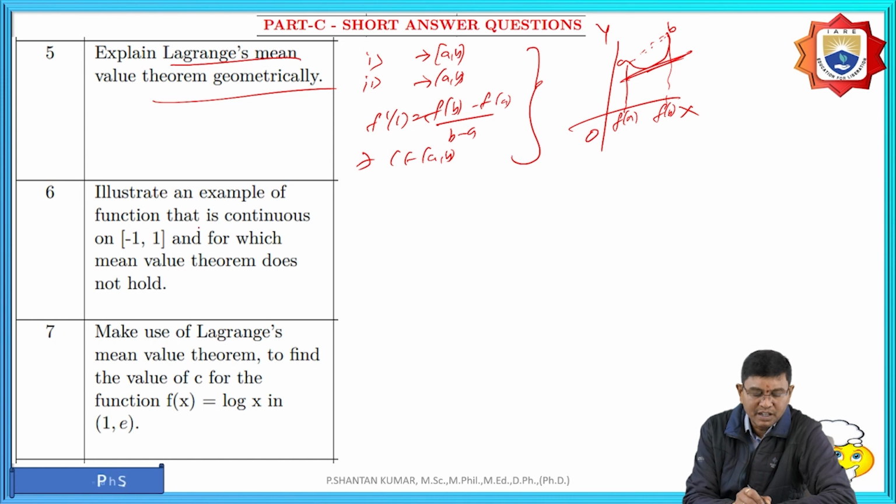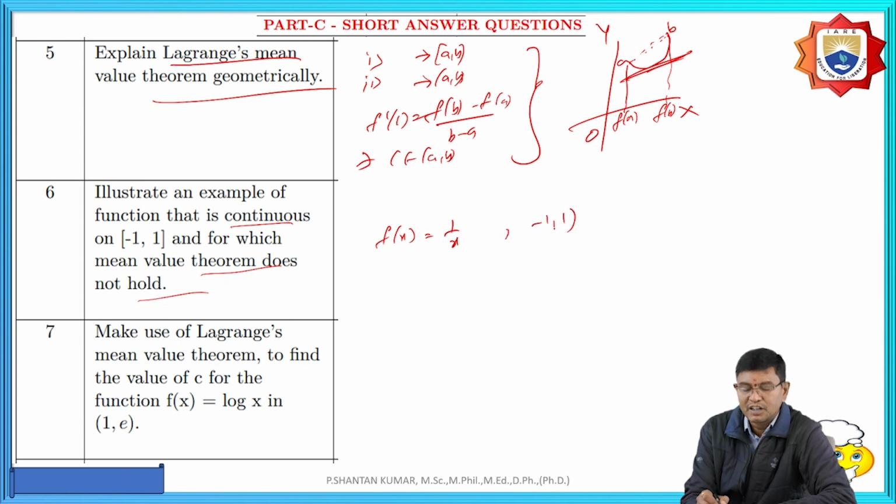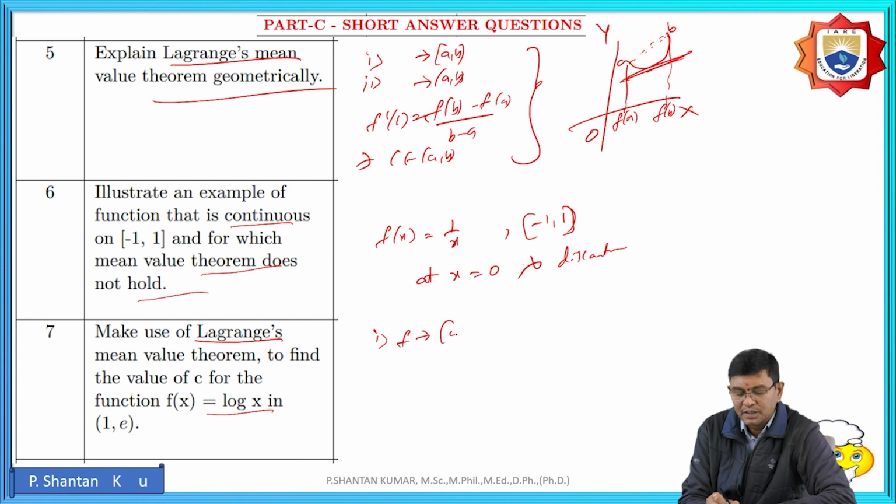Next, illustrate with an example a function which does not hold the conditions of the mean value theorem. For a simple example, f(x) on [minus 1, 1] is not continuous at x equal to 0 because it is a discontinuous function. Next, make use of Lagrange's mean value theorem to find the value of c. Same as before, f is continuous and derivable on the open interval.